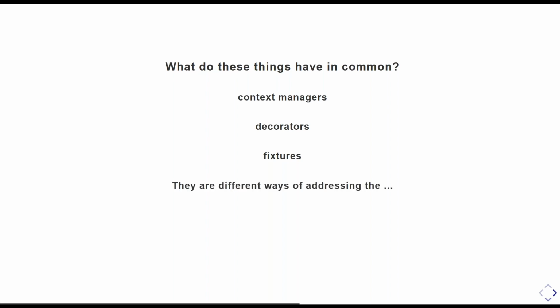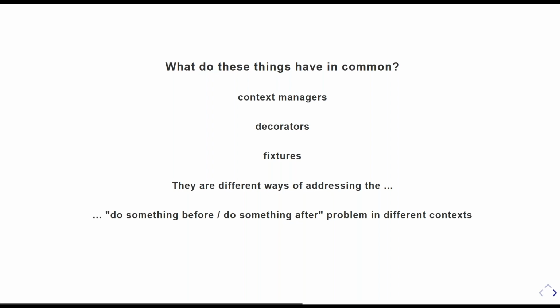There are different ways of addressing the, and I don't know if that's the official name for it, but I just gave it that name, the do something before, do something after problem in different contexts. If you think about it, what does a context manager do? It opens a context, and everything in that context manager context is with an active context. And as soon as you leave that context, which means unindenting the code, then you leave that context. So you have that because you need to do something before, for example, opening a file, and then afterwards you need to close it again.